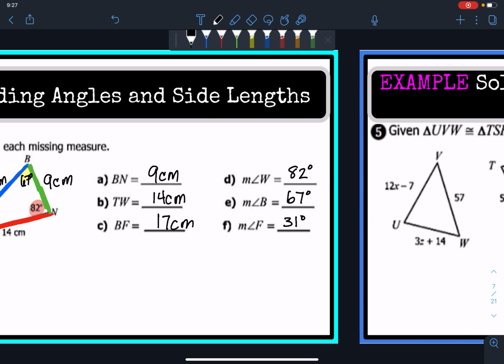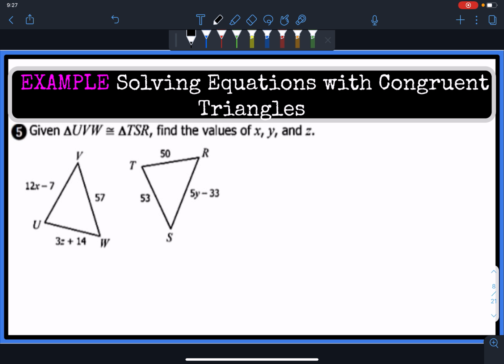Let's move on to another example on solving equations with congruent triangles. Again, I'm going to just simply use the names and use the fact. Since you might not have all these different colors or various highlighters, let me show you a different way, just using one color. We know that the angles are going to be the same because of the way that they're laced, and the same thing with the corresponding sides.